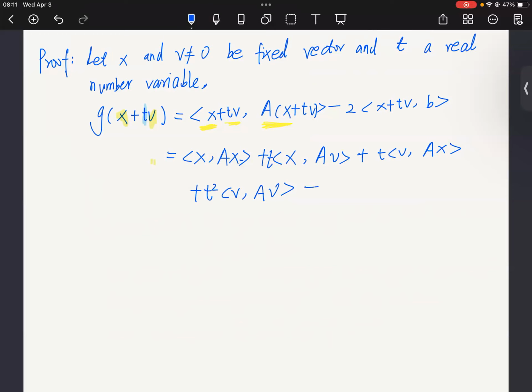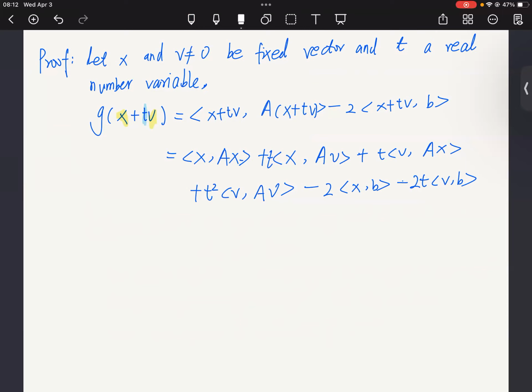Let's see what we have. I have 2xb, and then minus, once again there's a real number t, and then I have vb. Okay, and those are the things we have. Let's collect all the things. The yellow part is the x and v. X and v are fixed vectors, and t is the only variable here.